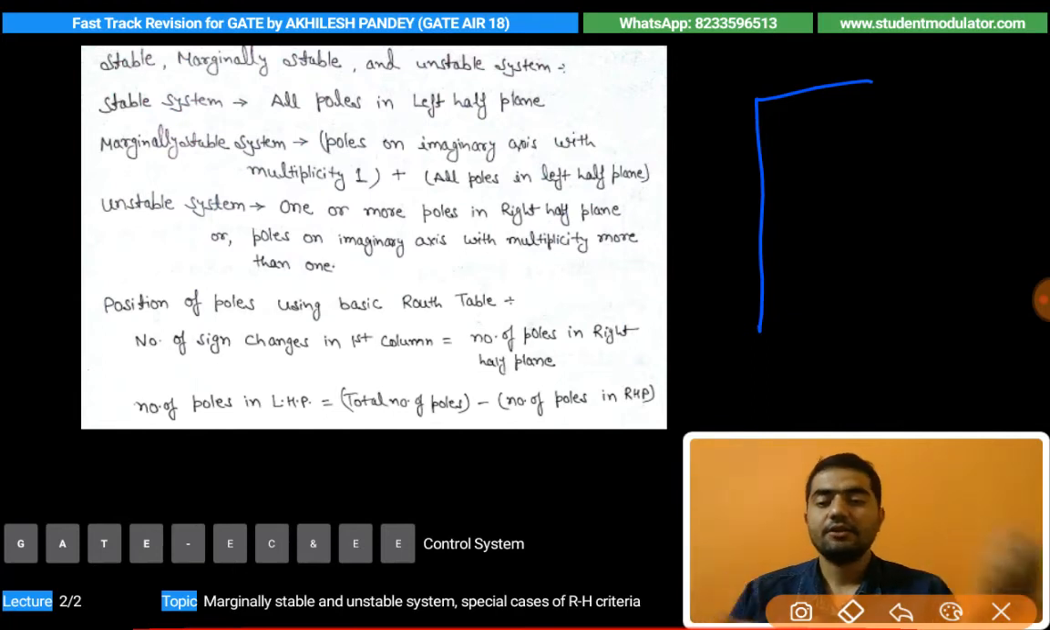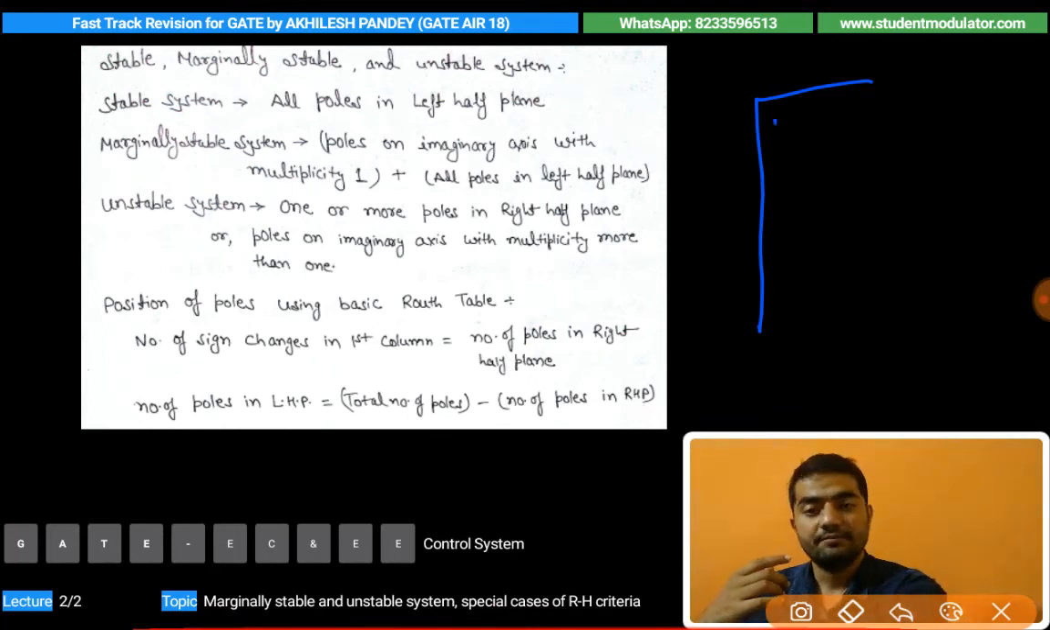If it is stable, then all the poles will be in the left half plane. But suppose it is unstable, then in that case how can we determine how many poles are in the left half S plane and how many are in the right half S plane? If we have to decide it, how can we decide? This can be decided by the number of sign changes in the first column.